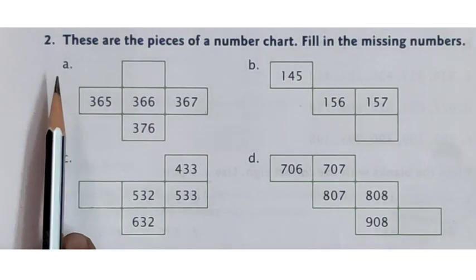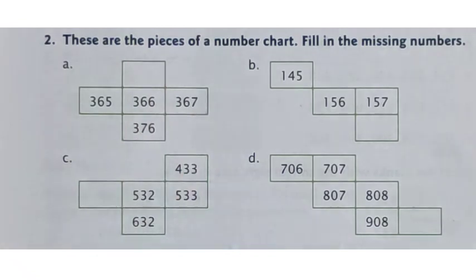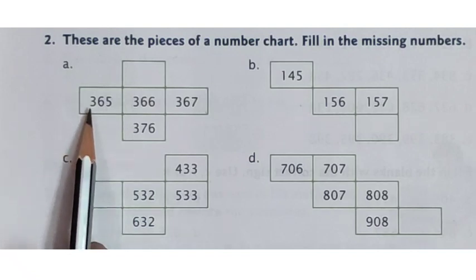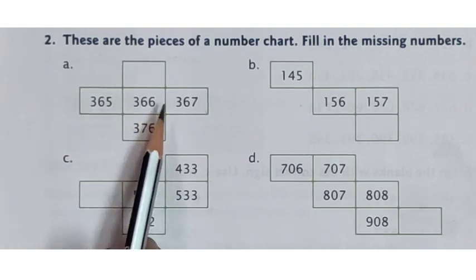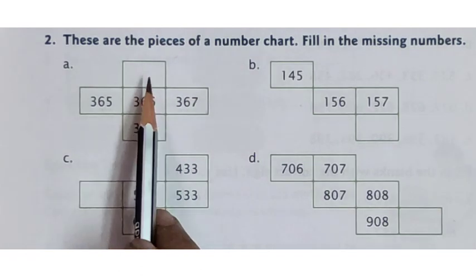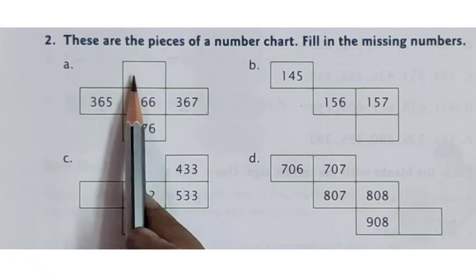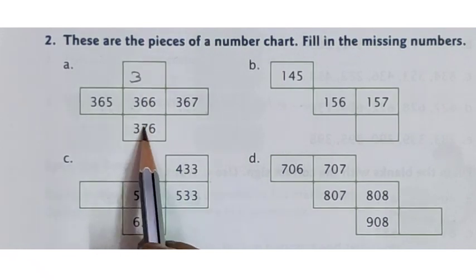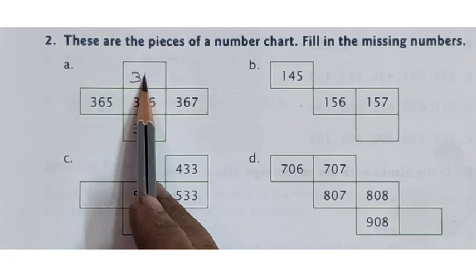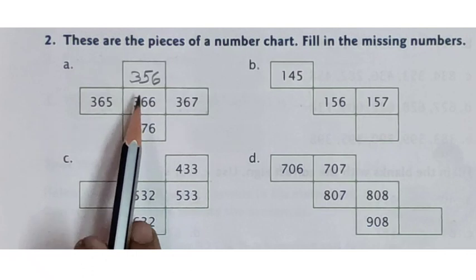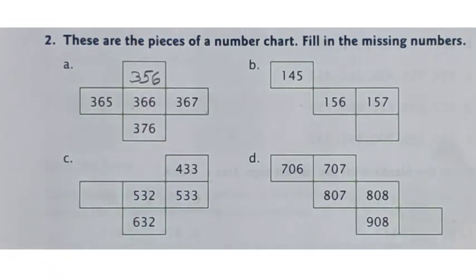Now let's move to the second question. These are the pieces of a number chart. Fill in the missing numbers. The first one, here see the sequence of the numbers, children. 365, 366, 367. Here the box is empty. Now 3 is common in hundreds place. Write down 3. Here 7, 6. So before number is 5 and 6 is common in the ones place. So 356.